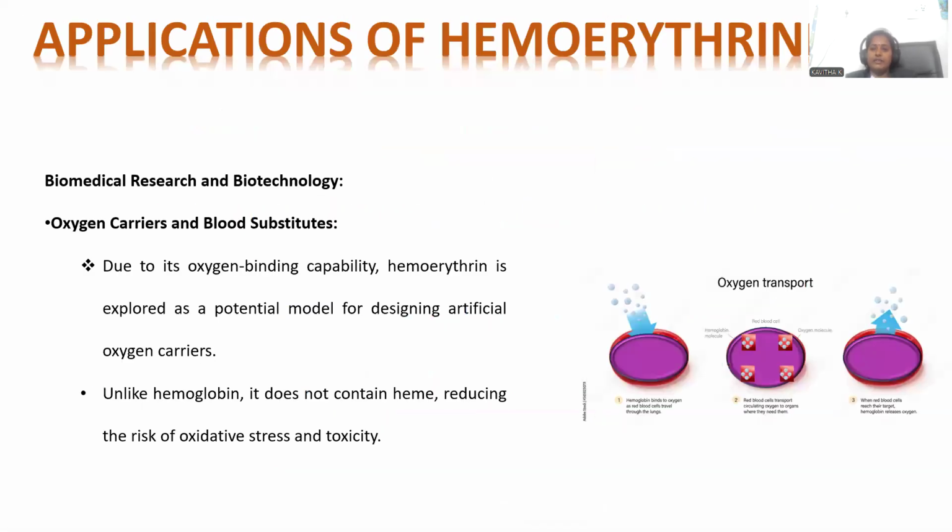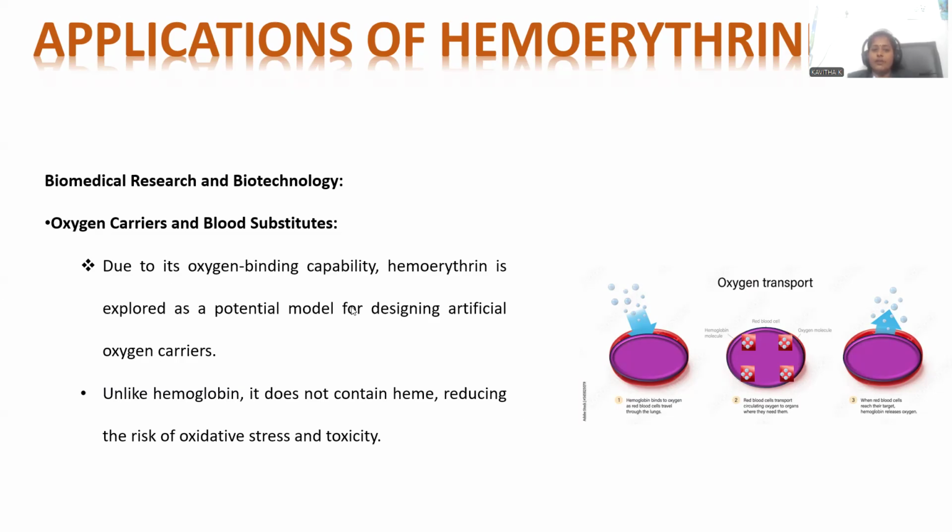Hope it is very clear regarding the comparative study between hemoglobin, hemocyanin, and hemerythrin. Let me introduce the applications of hemerythrin, how it will be applied and show its significance, its functions in marine invertebrates, biomedical research and biotechnology. It's a precious chemical ingredient for researchers exploring biomedical and biotechnology fields as well, right? Oxygen carrier: it could be a blood substitute due to its oxygen binding capability.